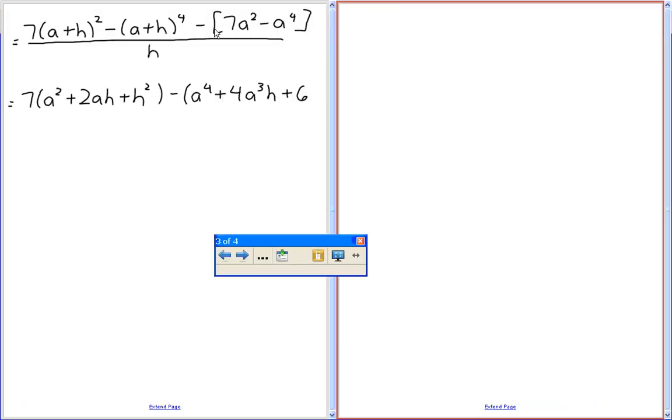Okay, go ahead. 6a squared h squared, plus 4a h cubed, plus h to the 4th. Okay, let's just look at what happened there. The a's started at to the power 4, to the power 3, to the squared, 1, 0, count it down. Your h's go to the power 0, 1, 2, 3, 4.